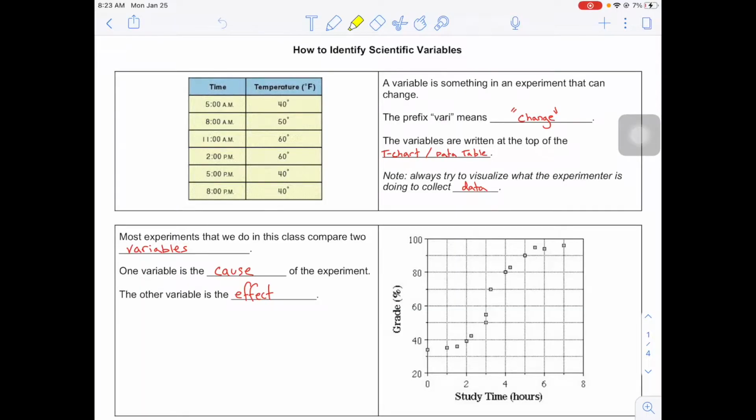All right, team, let's learn how to identify scientific variables. A variable is just something in an experiment that can change. And the prefix vary means to change. You can hear it in the word variable. You can hear vary. The variables are always written at the top of the t-chart or data table, and I always want you to try to visualize what the experiment is doing to collect data.